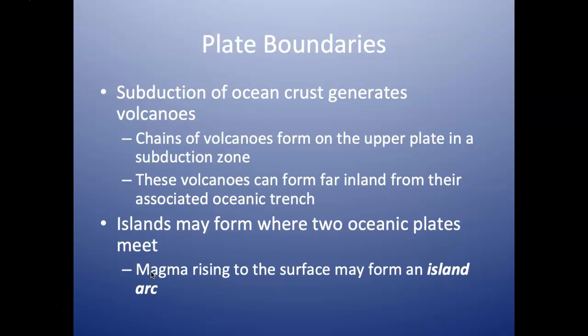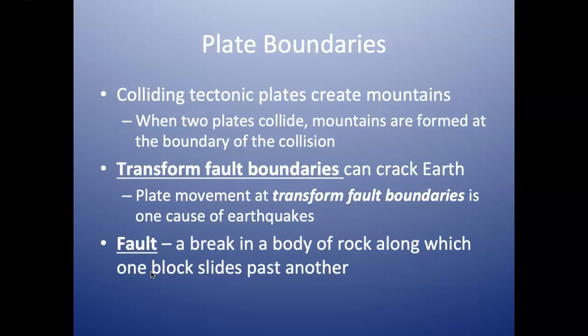Islands may form from these oceanic plates meeting, and magma can then rise to the surface. It may form what we call an island arc. If you've seen Alaska, those islands off the tip of Alaska are known as an island arc. Colliding tectonic plates thus create mountains, and what we'll find are huge mountain ranges like the Himalayas, where two continental plates are colliding with each other.